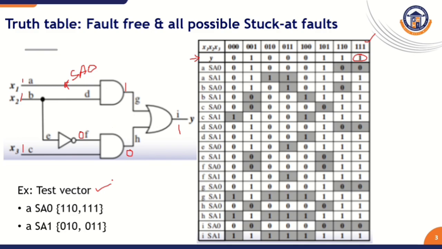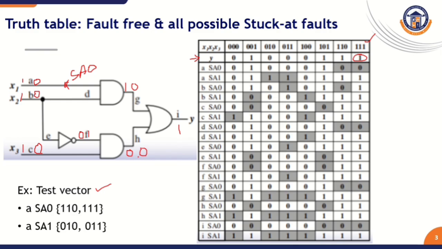For example, we take stuck-at 0 affecting this line. At that time we apply the input combination 0, 0, 0. What is the response of this gate when applying 0, 0, 0? Similarly, this 0 goes to the inverter. At that time, what is the output here? 1. When we are applying 1, 0, what is the response at that time?